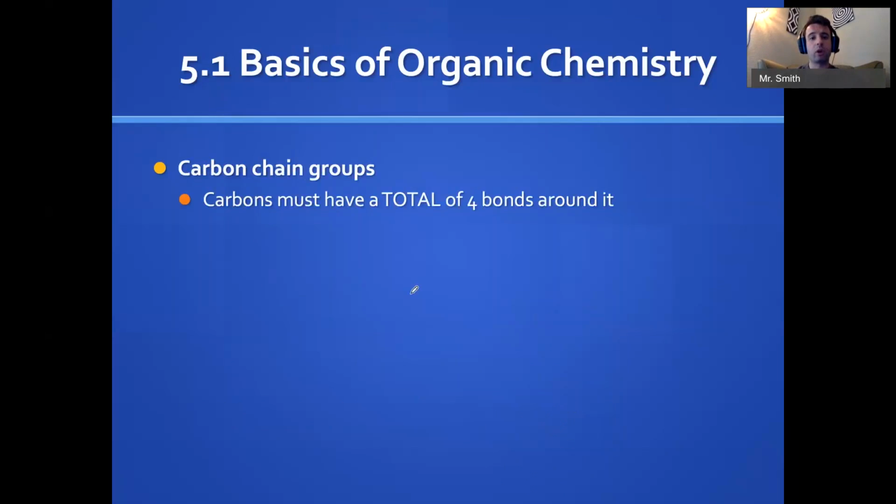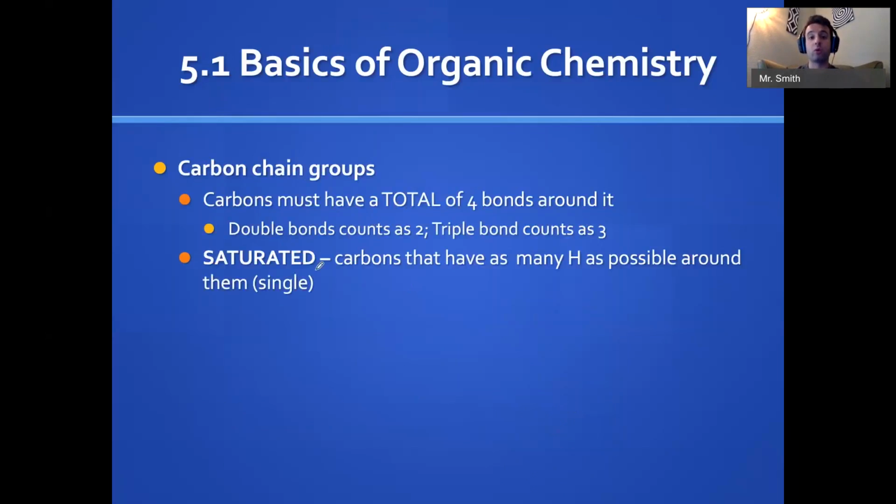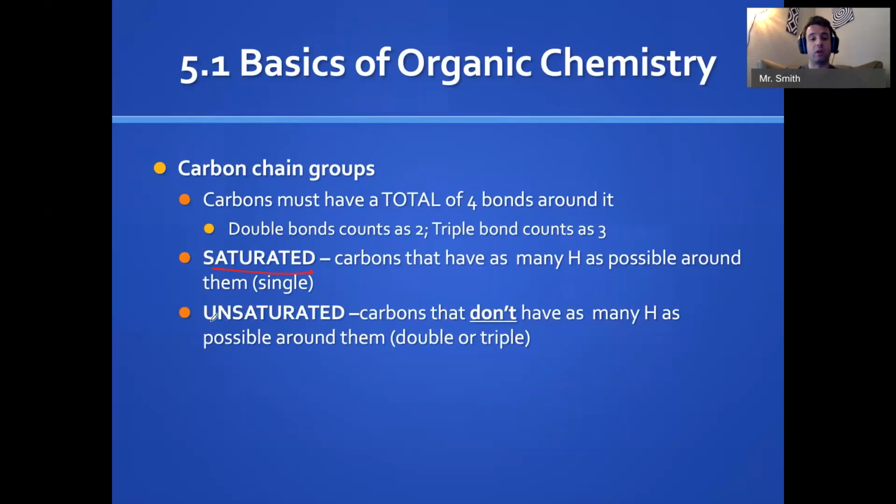Cool. Remember, carbons must have a total of 4 bonds around them. Double bonds count as 2 and triple bonds count as 3. So 2 terms we want you to know: saturated and unsaturated. Saturated means all single bonds. It means carbons have as many H's around them as possible. Everything is a single bond. Unsaturated means carbons don't have as many H's around them as possible, so they have a double or triple bond.